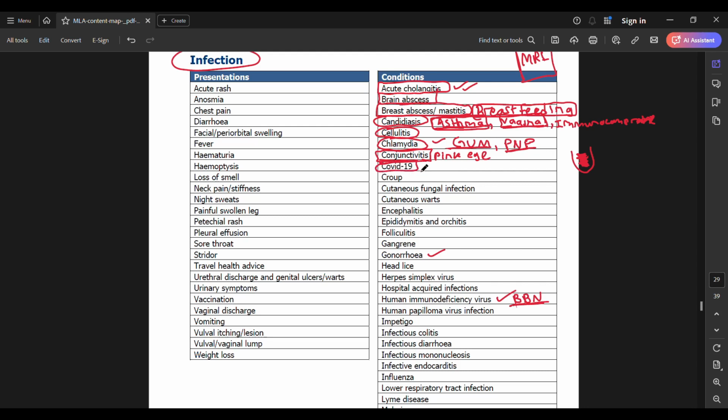COVID-19 hasn't been showing up as much in very recent times, but it could definitely show up. So just do the presentations, do the management.